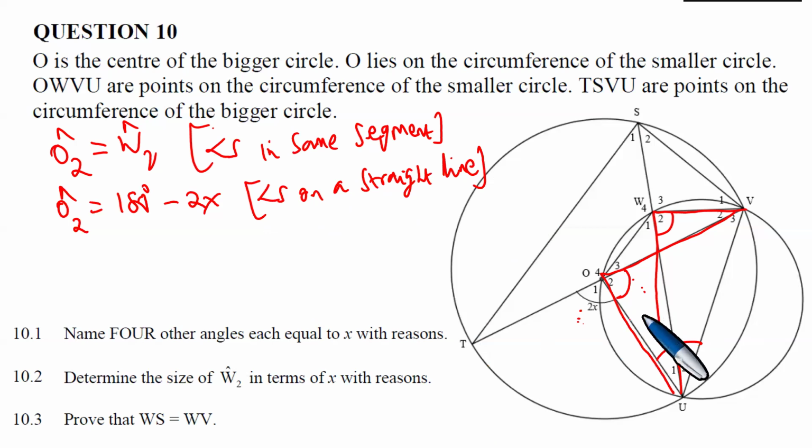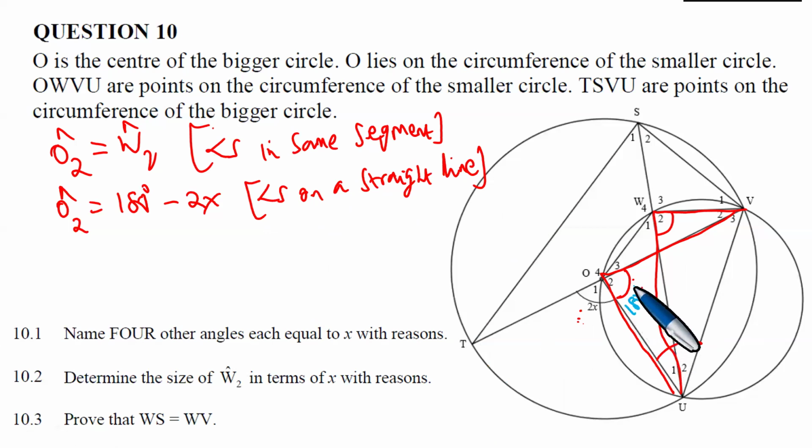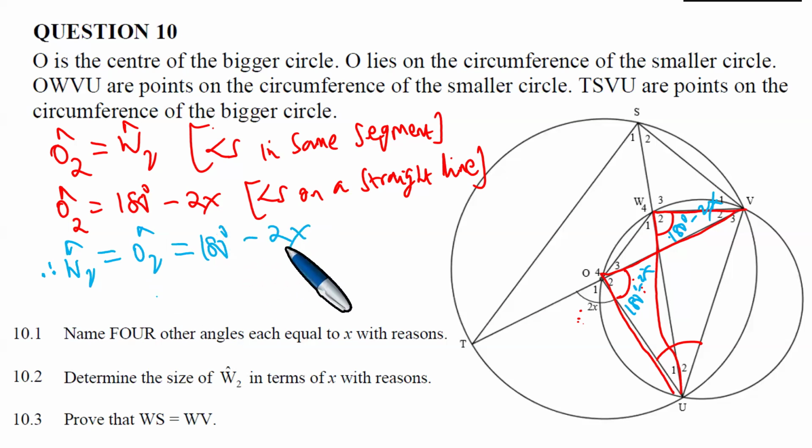So we found angle O2. The way I did it, was it wrong? It was correct, because I also got 180 minus 2x. You're very, very correct, because you used opposite angles of a cyclic quad. The sum is 180. So at this point, you say the angle W2 is equal to the angle O2, which is equal to 180 degrees minus twice x.